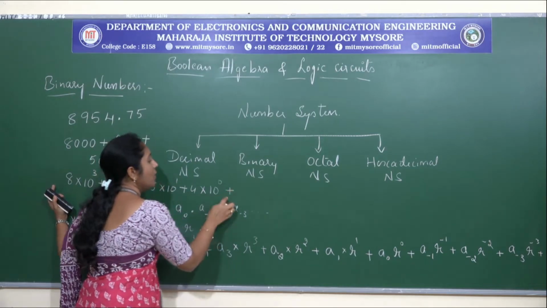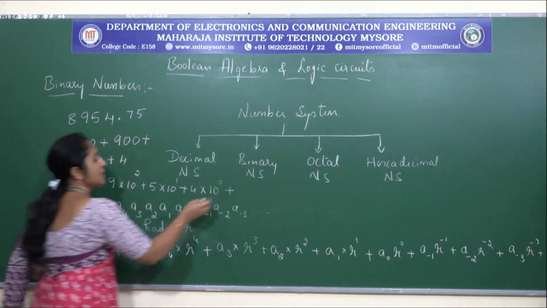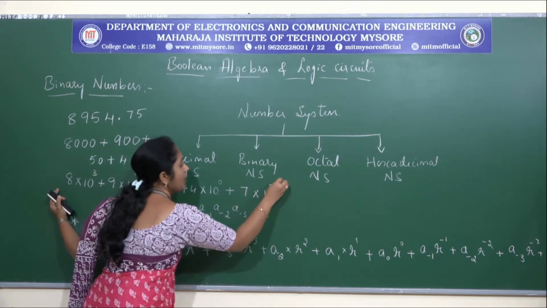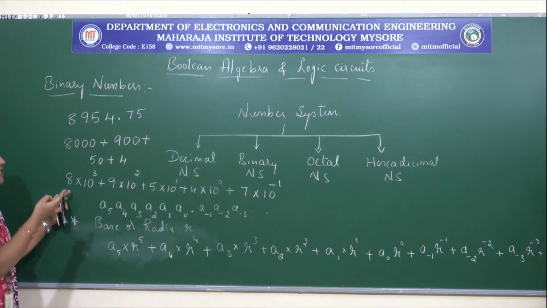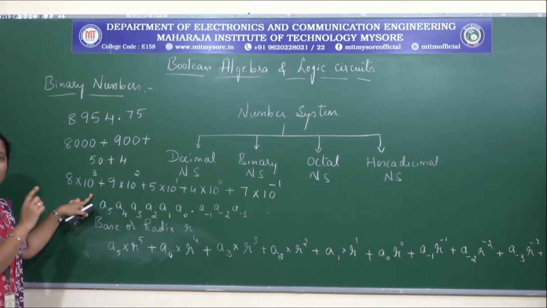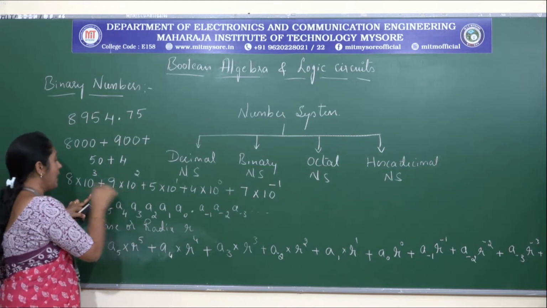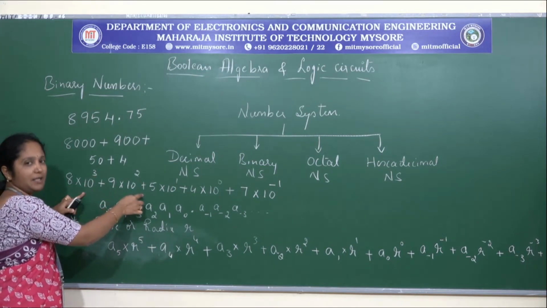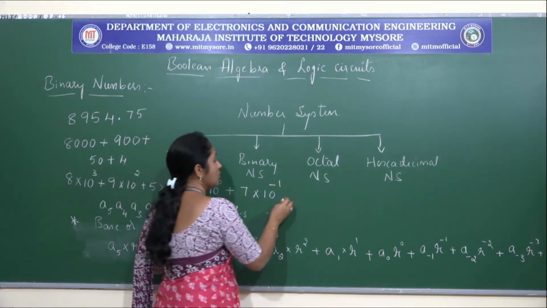How will it be continued? Plus, you can observe that, plus. So we need to write the next coefficient a minus 1 into 10 power minus 1. So r power minus 1 we have written. Since the base is 10 for the decimal number system, the radix or base is 10. Therefore, we need to multiply the coefficients by the weighted powers of the radix. So here we have 7 into 10 power minus 1.